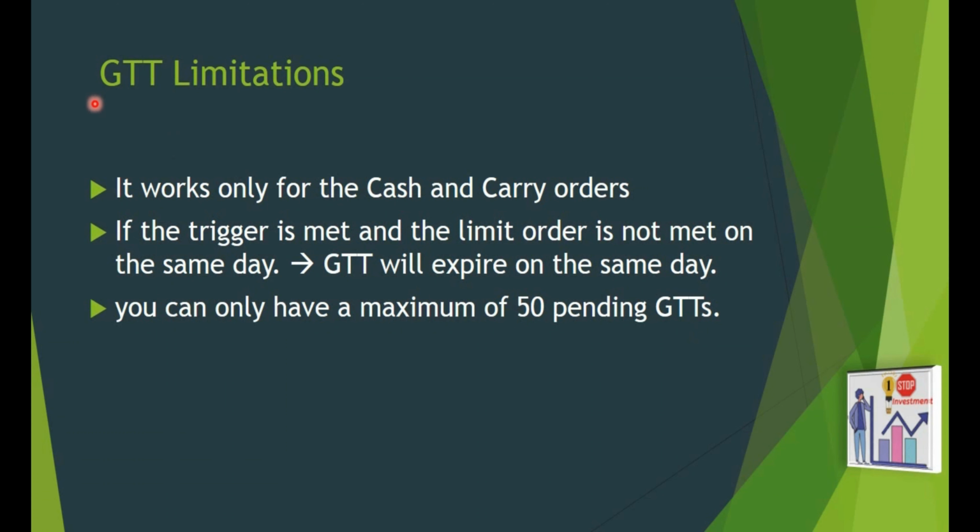What are the limitations GTT has? It works only for cash and carry orders, not for intraday. If the trigger is met on the day, but the limit order is not met on the same day, the GTT will expire on the same day. You can have a maximum of 50 pending GTT orders.